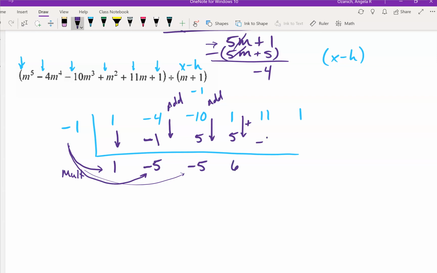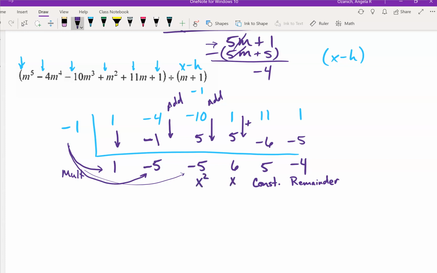Multiply, add, multiply, add. Okay. The number in this spot is your remainder. Oh my gosh, that should look familiar. The number in this spot is your constant. The number in this spot is your x term.